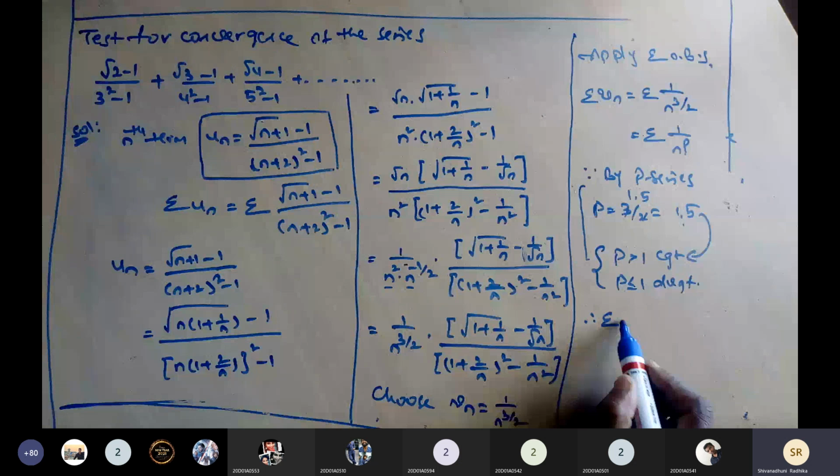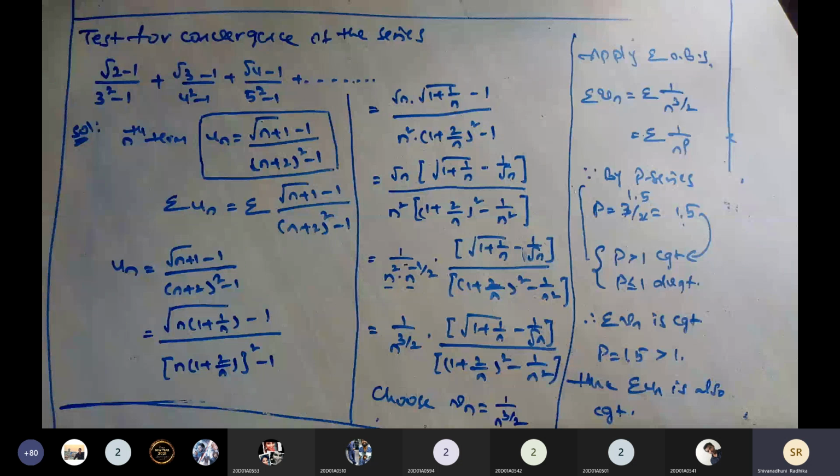P equals 1.5 is greater than 1. Hence, summation Un is also convergent. Now, we need to show the limit of Un by Vn is finite. Is it clear? Take a picture, all of you, please.